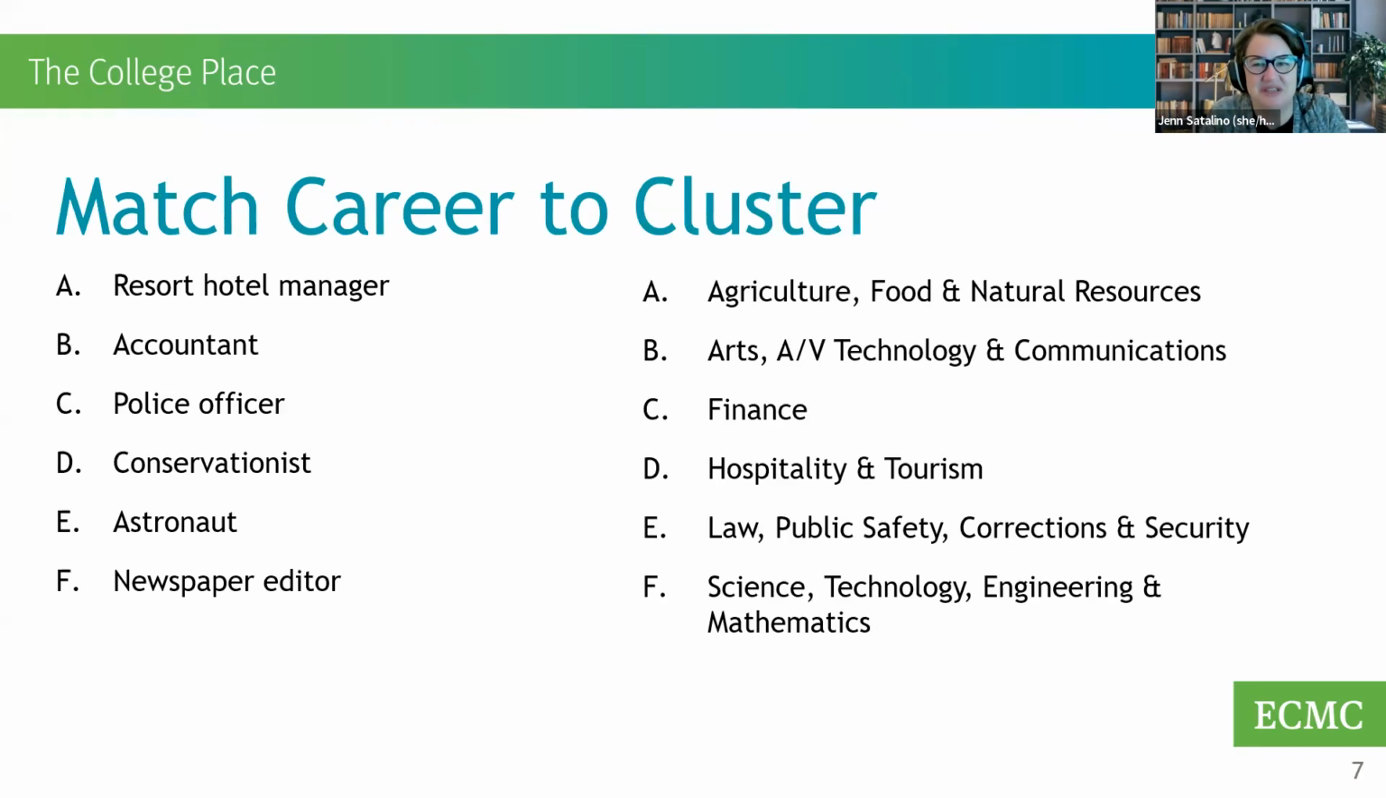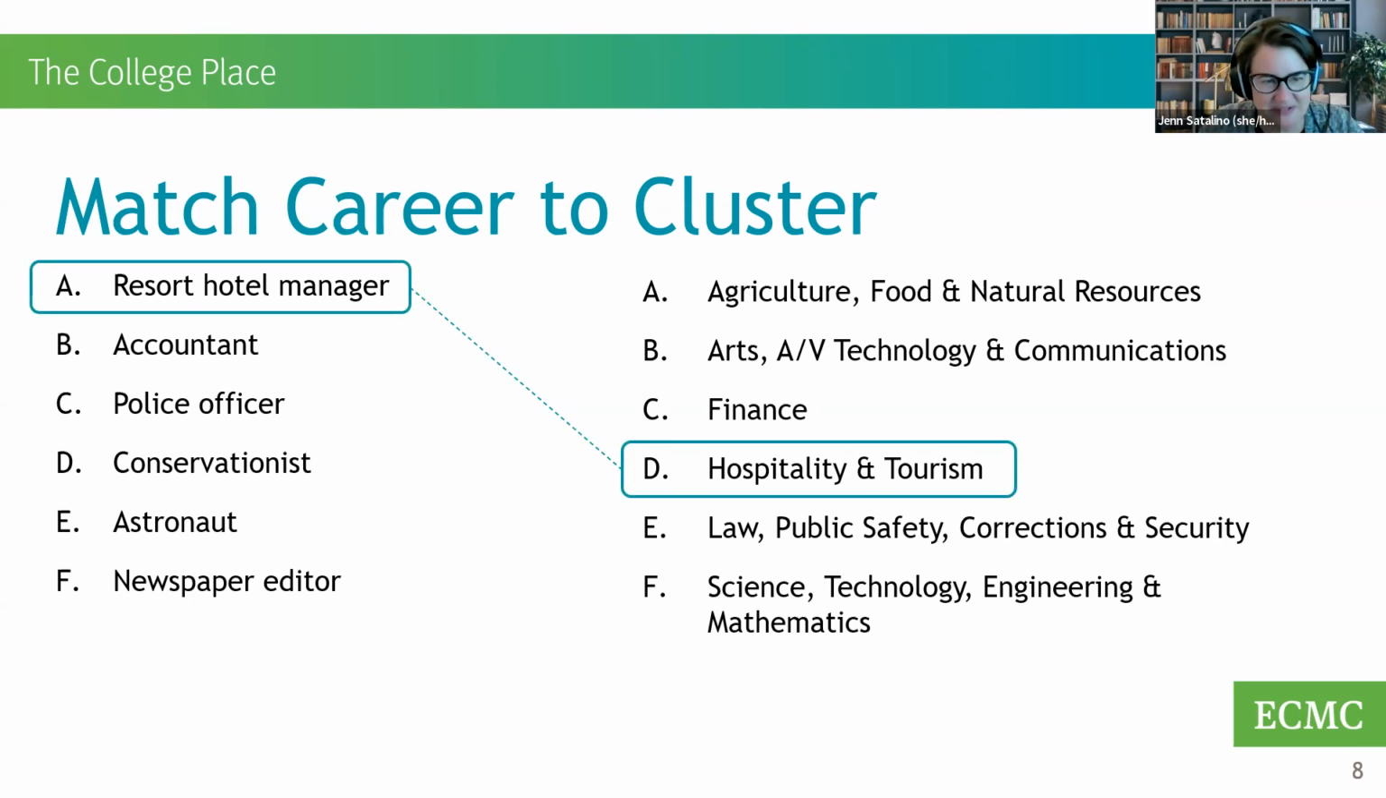All right, so we're going to do a really quick pop quiz. So now that you know what those 16 career clusters are, let's see how this works in action. What I want you to do is match the career on the left, the capital A, which would be resort hotel manager, with the cluster on the right that most closely matches. And there are some that could go either way, but we're looking for the best fit. And as you do this, there should be one career matched to one cluster when you're all done.